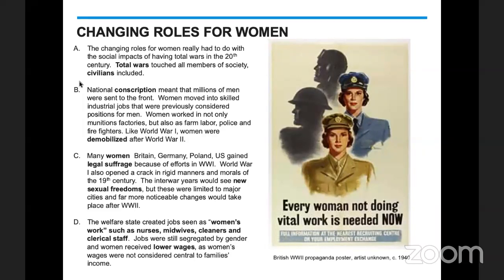The welfare state that a lot of these countries are going to create will create more jobs that we talk about as stereotypical women's work: nurses and midwives and housekeepers and clerical jobs. But of course, they're not valued the way jobs are for men. We're going to see women receive lower wages, and women's jobs are not really taken into consideration as wages that are central to supporting their family. So that will also be part of this second wave that we'll talk about next week. And you can see the British World War II propaganda poster on the right, showing women mirrored by their male counterparts that are away, which I kind of like that image.